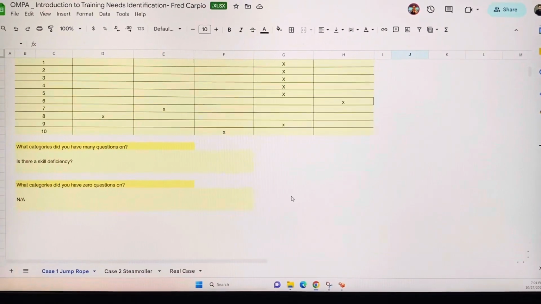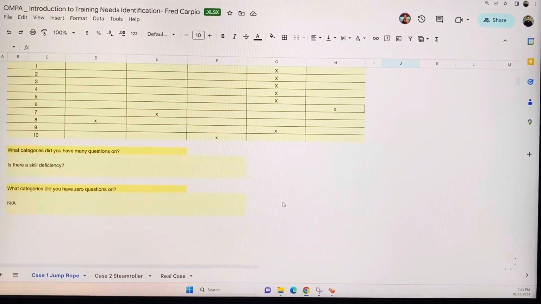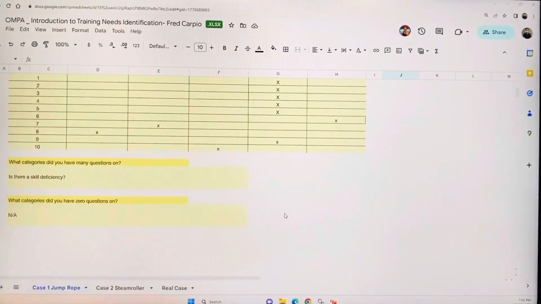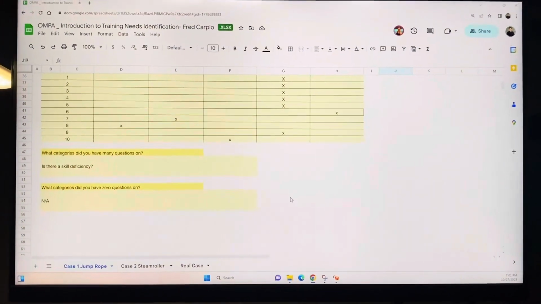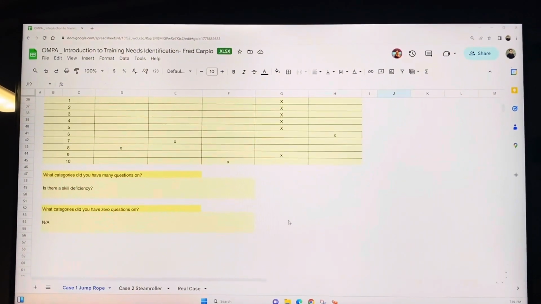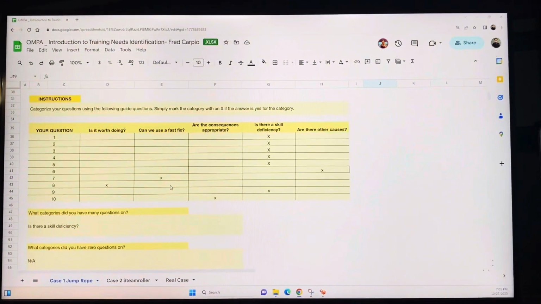So next question, what categories did you have many questions on? Definitely skill deficiency. And what categories did you have zero questions on? Not applicable, because all of the questions fell into categories. Now question 2.